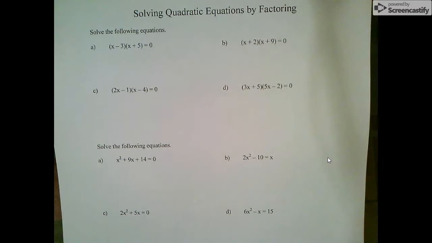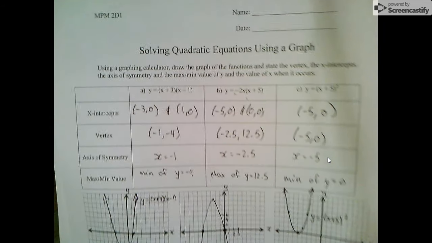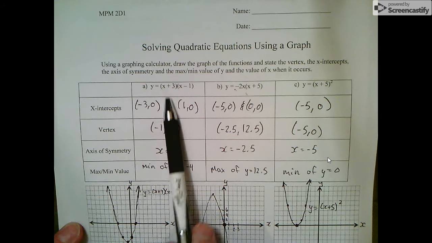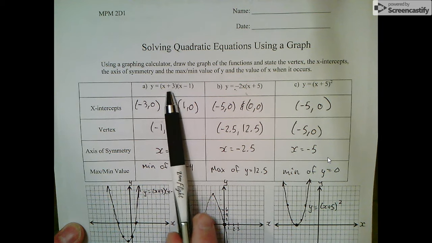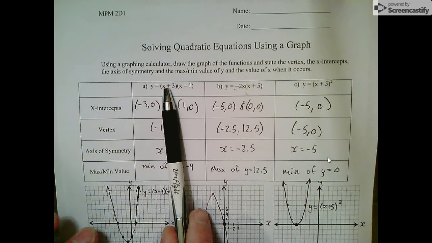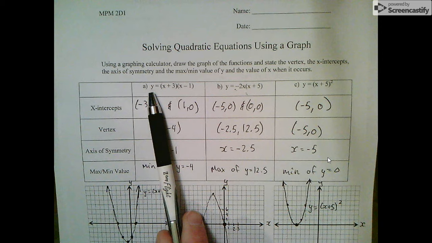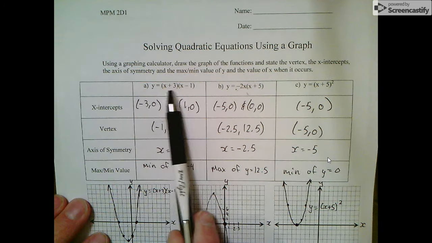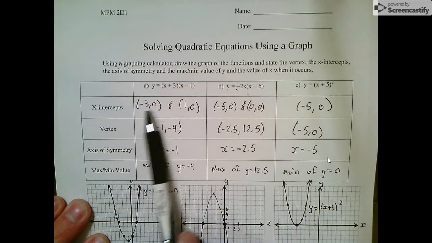Now, looking back at the previous example, you might have noticed some similarities between where the x-intercepts were and what the factored form looked like, because we looked at three factored forms. Let's take a step back for a second and look at what those were. Here we had x plus 3 and x minus 1. And you'll notice the solutions, that is the x-intercepts. If this was a 0, it would be asking for the solution. The x-intercept is minus 3.